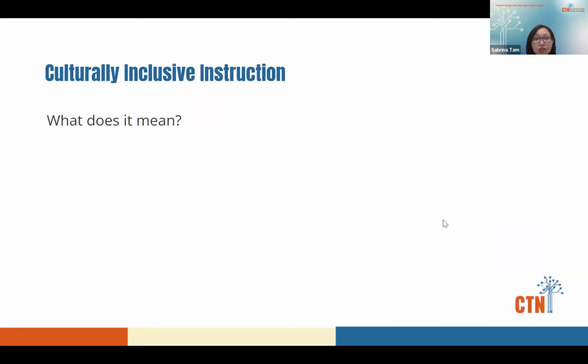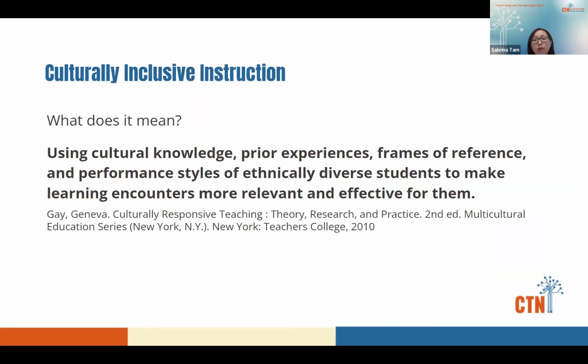What is culturally inclusive instruction? What does it mean really? If you Google it, you can find plenty of explanations, but this one stood out to me, by Jennifer Bay, who is a professor at the University of Washington, Seattle. She said, using cultural knowledge, prior experiences, frames of reference, and performance styles of ethnically diverse students to make learning encounters more relevant and effective for them. Especially when she said more relevant and effective for them. Them are the learners, the students.